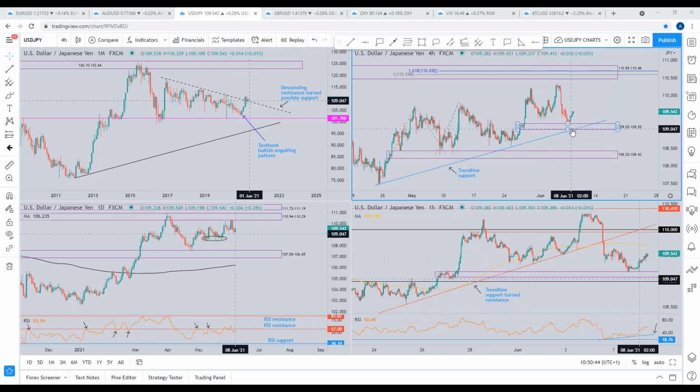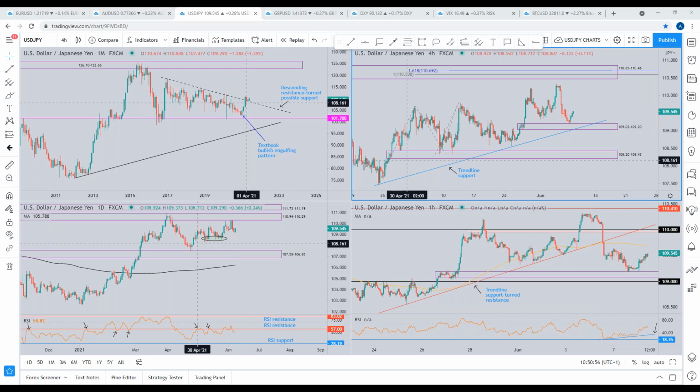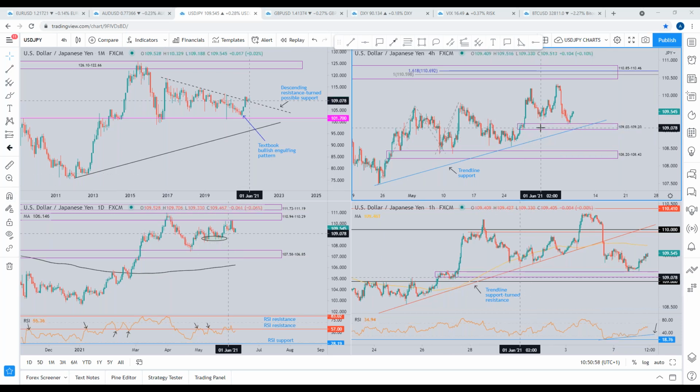So this to me was a fresh demand. And given we're coming off a monthly level, we also had some higher time frame confluence. Anyway, this wasn't what attracted me to this level. What did attract me was the higher low that formed at 109.33. Now, guys, I'm just pointing out some things to watch on charts from a psychological standpoint.